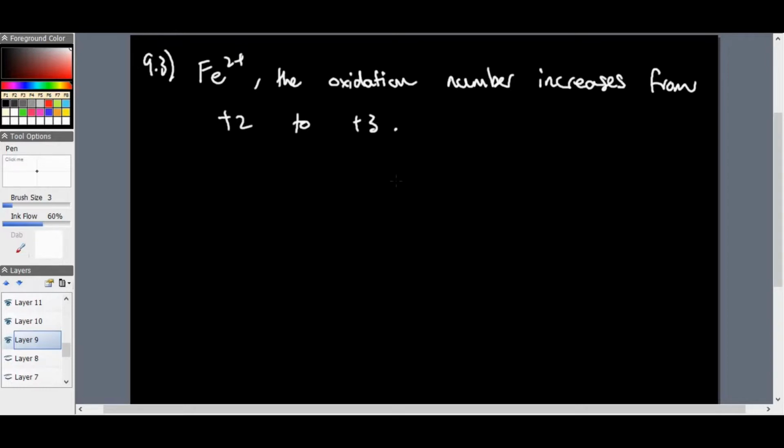So you can definitely see that it has lost an electron. It's become more positive. If it went down from positive 2 to positive 1, to Fe plus, then it would have gained an electron, right? Because electrons are negative.